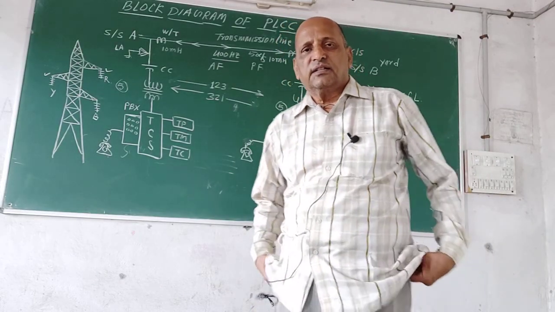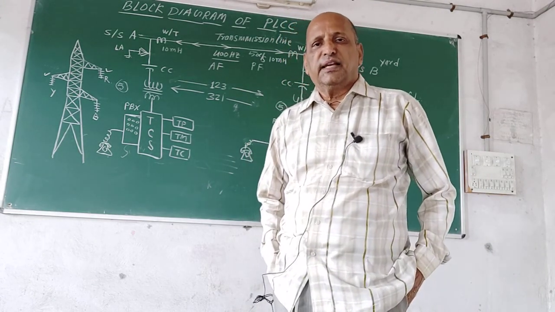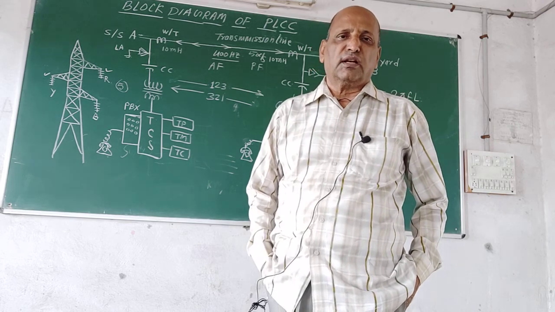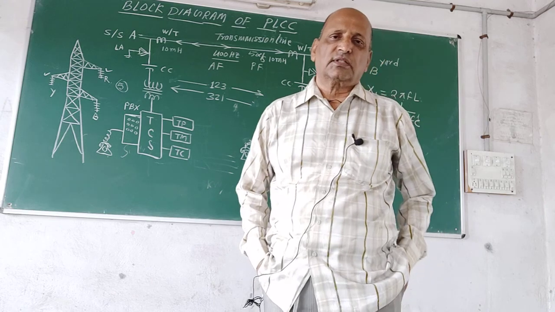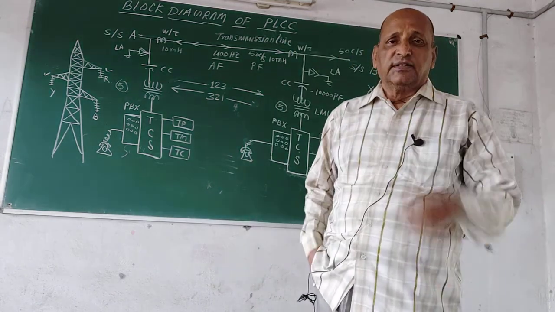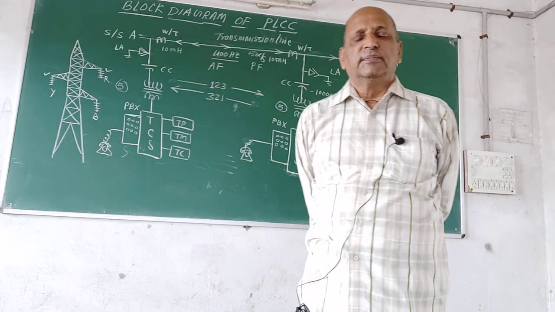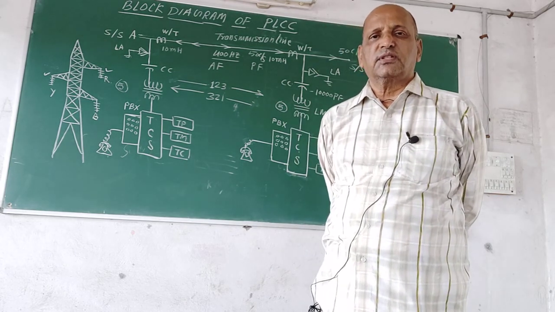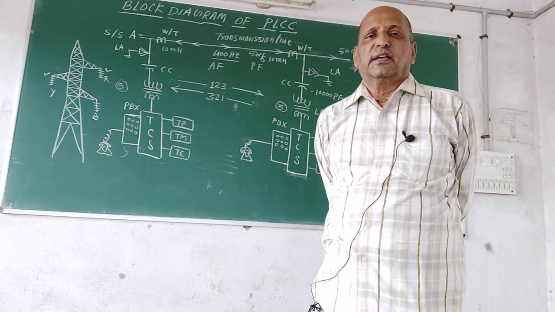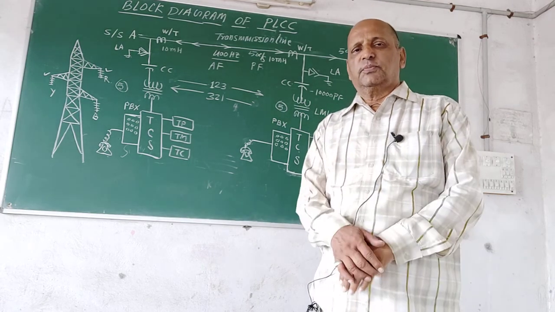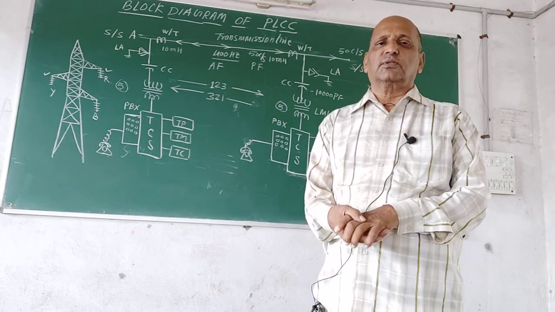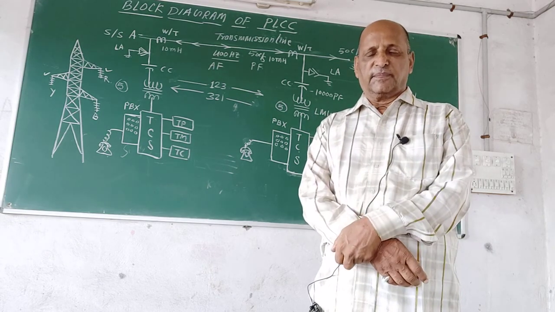Today I will start the power line carrier communication. It is one of the topics in power system operation and protection. This particular topic deals with the communication between substation A and B, or in case of power station to substation, and in case of load dispatch center to substation or load dispatch center to power station.